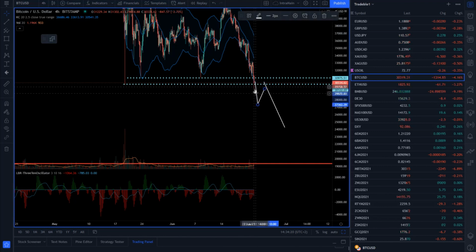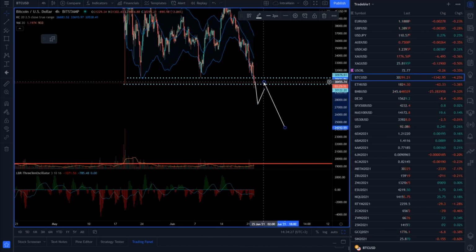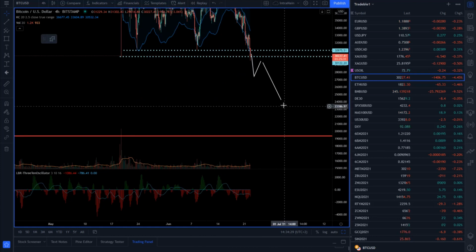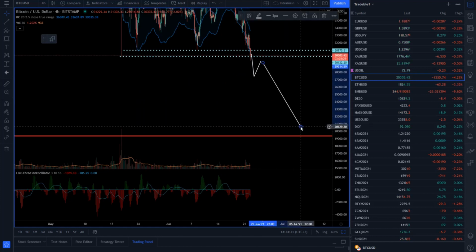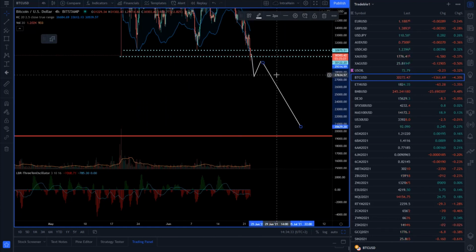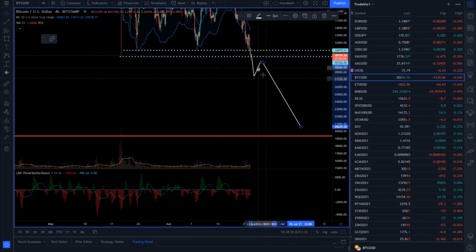Again, the confirmation will be an increase in volume on the breakdown, and spending more time below 30,000, then watching for some rally, like a correction, and then that can open the door for a potentially bigger drop there. So watch for selling opportunities on the rallies.